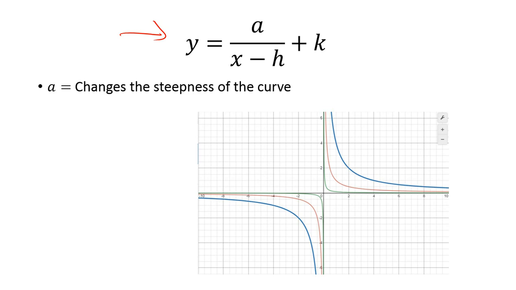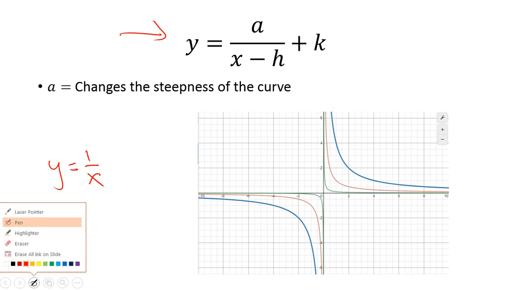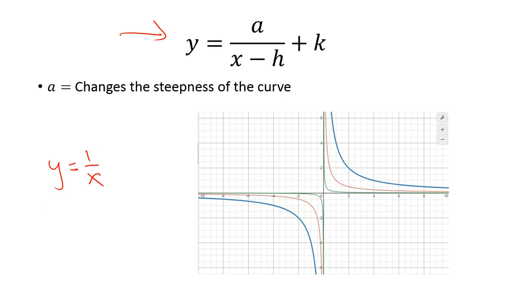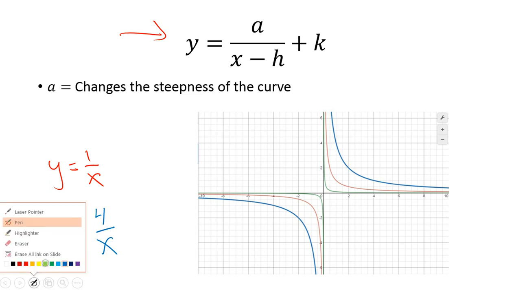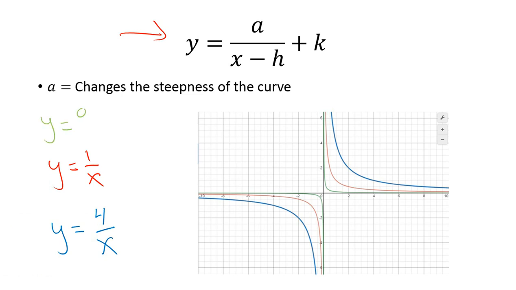So the red one on this graph, the middle function, is your y equals 1 over x example. The blue one ends up being y equals 4 over x. So as you see, if the a value is increased, that branch is being pulled away from the origin. Okay, and then the last one, the green one, is y equals 0.5 over x. And as you see, if it's less than 1, it ends up getting pulled closer to it.